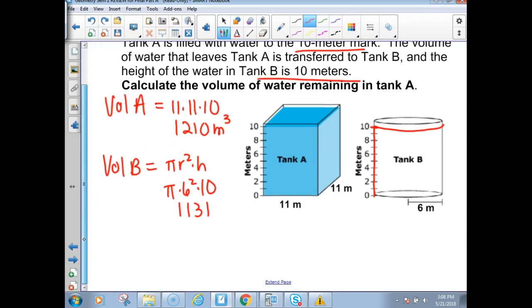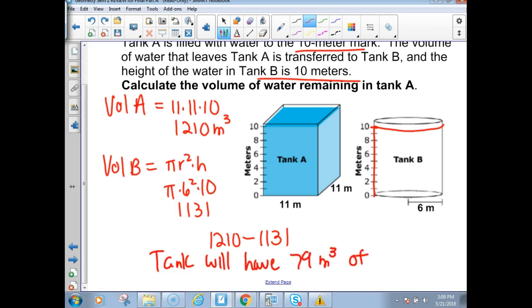All right, now what do I need to do? I got the volume of tank A, got the volume of tank B. You're dumping this water into here, and it's going to take up that much. How much water's left in tank A? I hope you know you're going to subtract. All you're doing is subtracting out water from tank A and putting it in tank B. So tank A will have 79 cubic meters of water left in it.